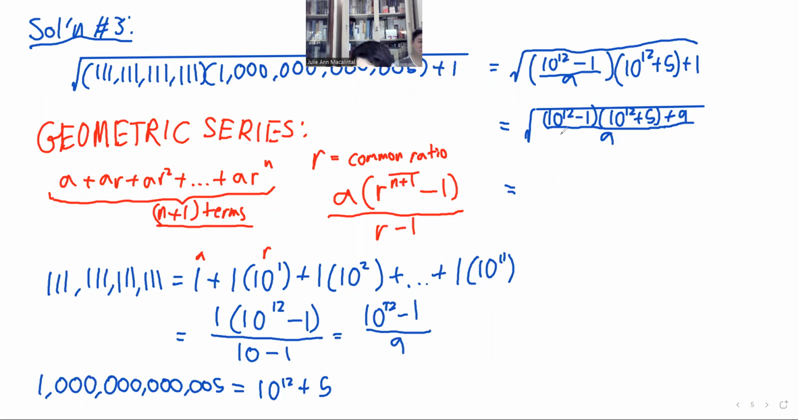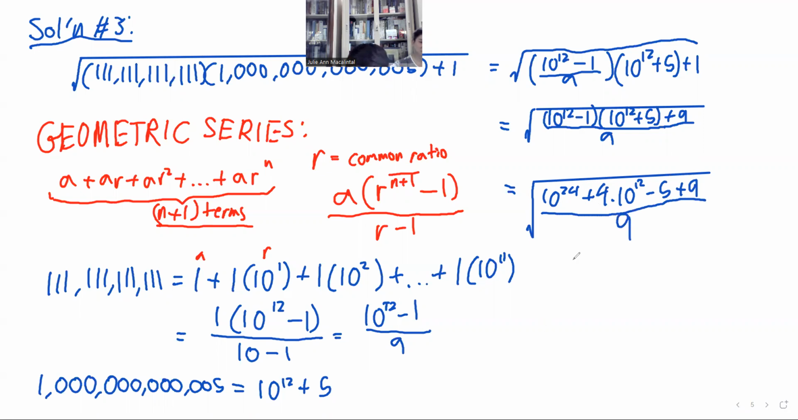If you're having a hard time with this, just think of 10 to the 12 as a single term. Then we can expand this. Oh, I forgot the square root. As 10 to the 24, and then plus 4 times 10 to the 12 minus 5 plus 9, all over 9. Then I will go to the next page.